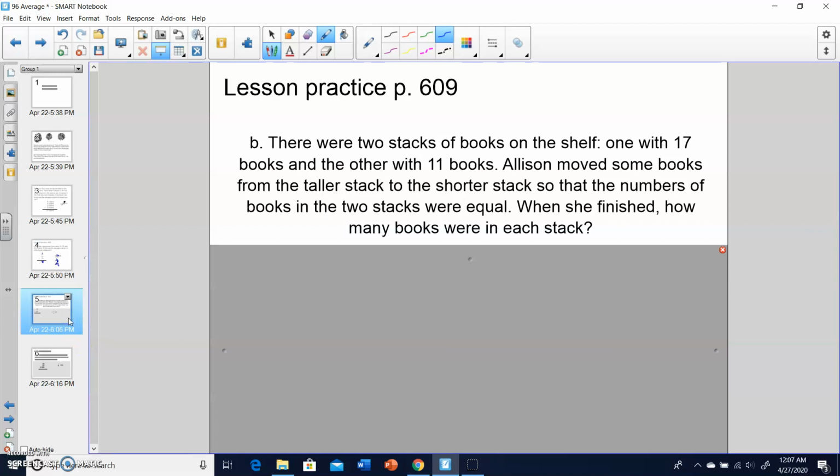Okay, B. There were 2 stacks of books on the shelf, one with 17 books and the other with 11 books. Allison moved some books from the taller stack to the shorter stack so that the number of books in the two stacks were equal. When she finished, how many books were in each stack? Okay, so go ahead and give it a try. Find the average of the two stacks.